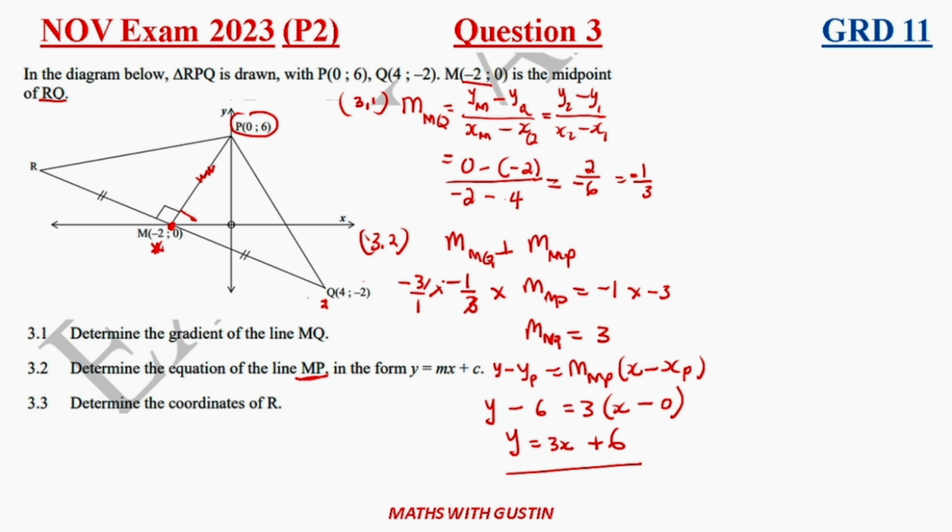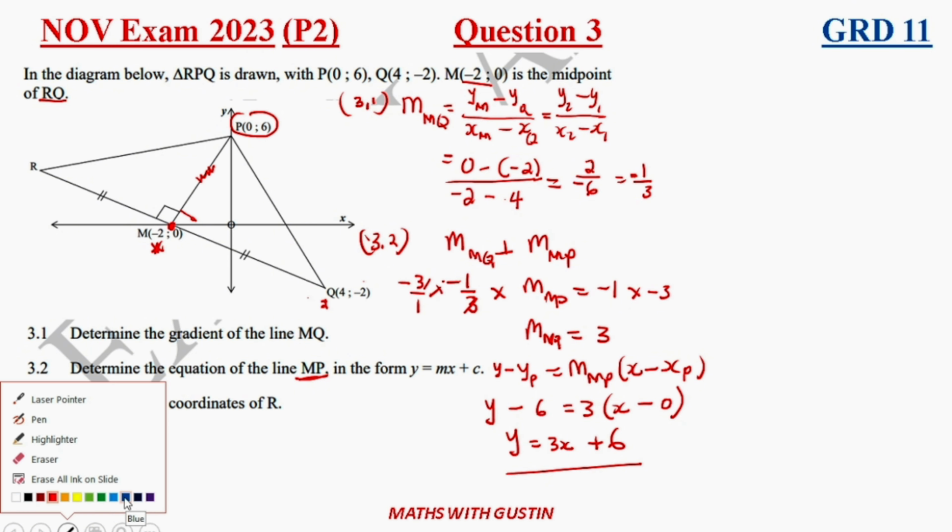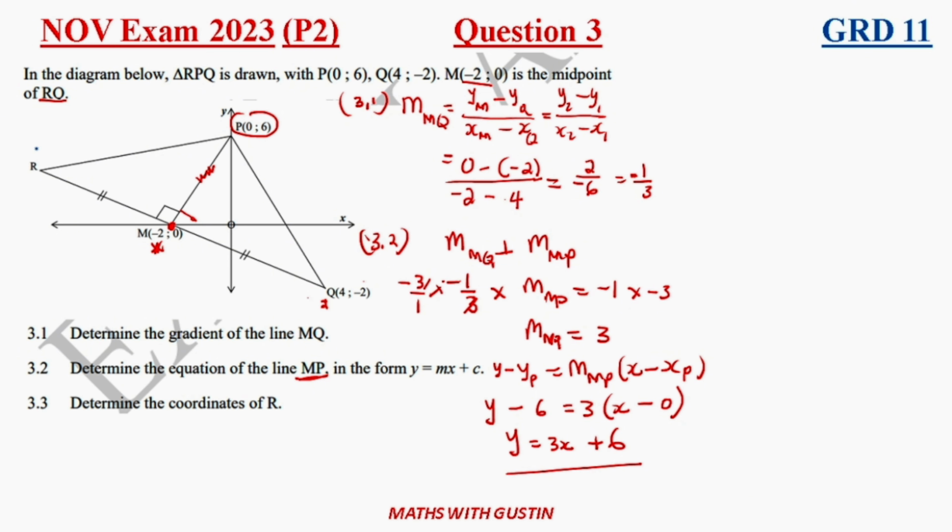Right. And now let's move on to 3.3. It says here 3.3, we need to determine the coordinates of R. Coordinates of R, where is R? R is sitting right here. They said if this is the midpoint, you have got 1 point. You can use the midpoint formula to find the other coordinate.